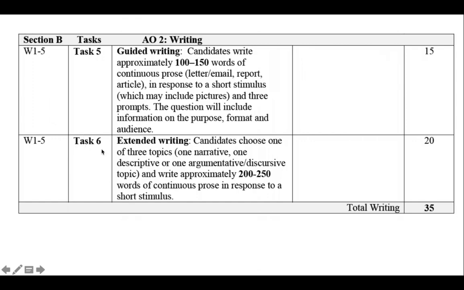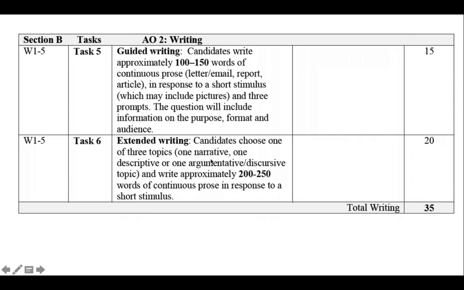And then when we look at the second task, which is now extended writing, it's also going to assess all the objectives that we have mentioned there. But then this one now, the candidate chooses one of the 3 topics, either narrative, descriptive, or argumentative discourse. In other words, here they are free to choose one of the 3. They are given a choice. They choose what they want. They are not being guided. They are not being controlled as to what they should choose.